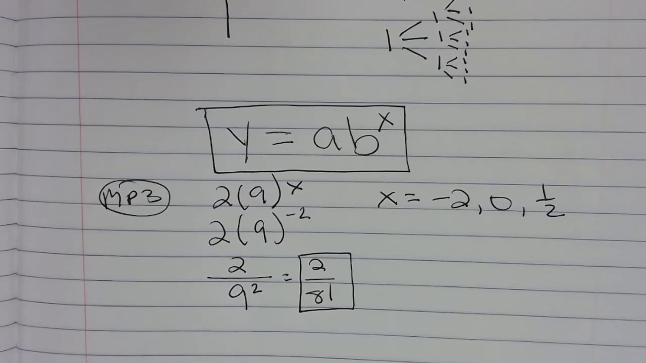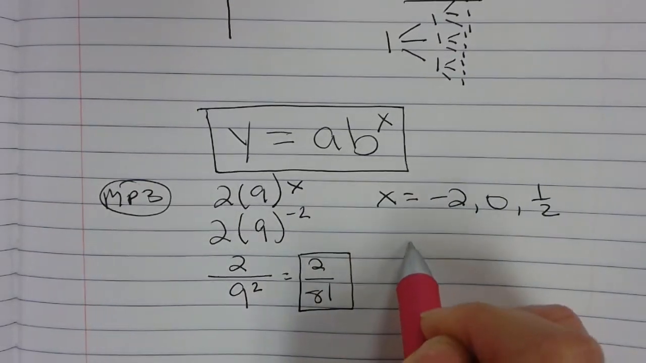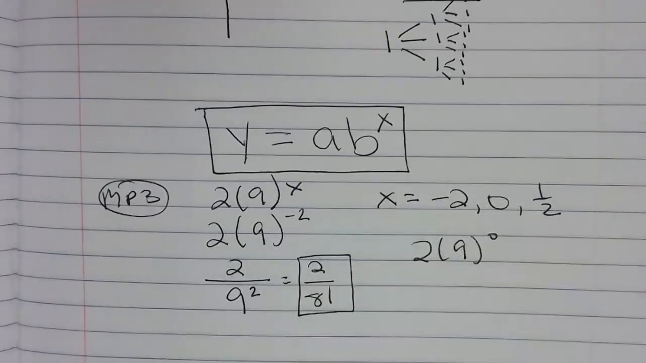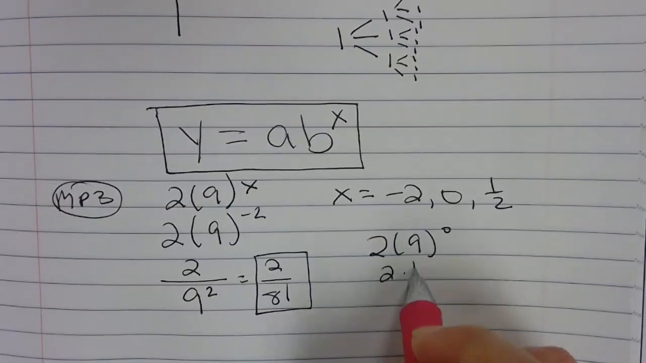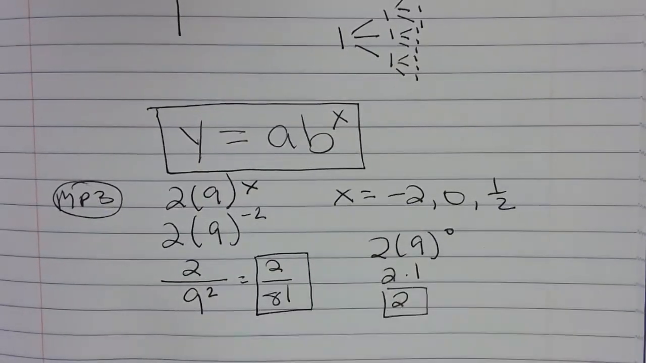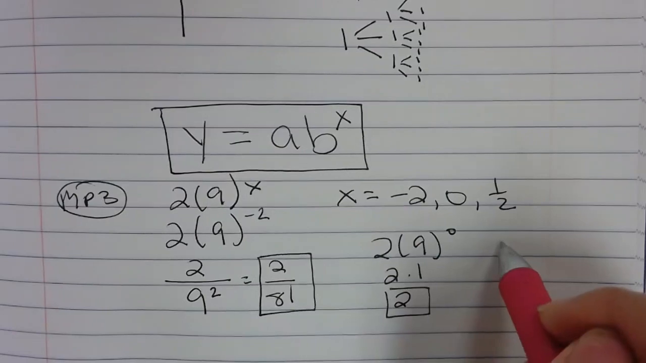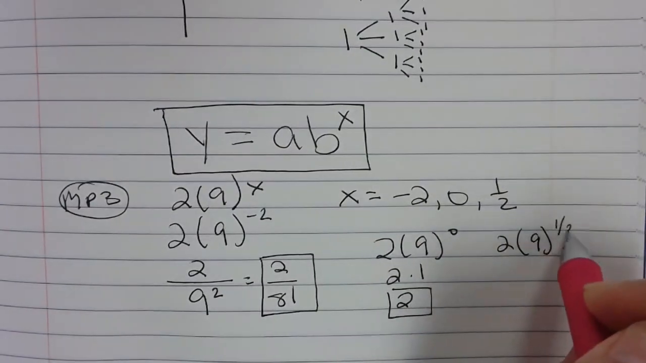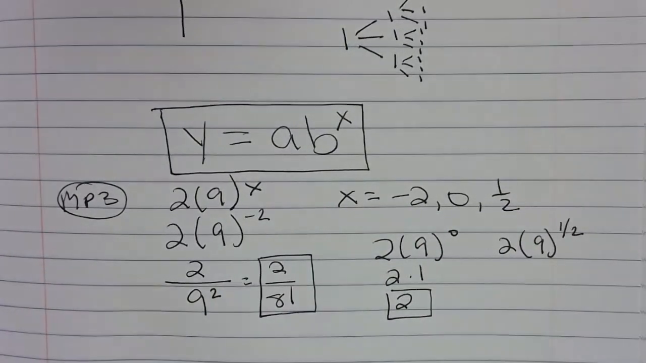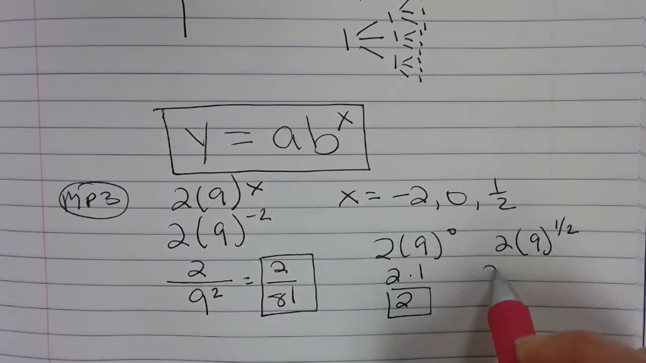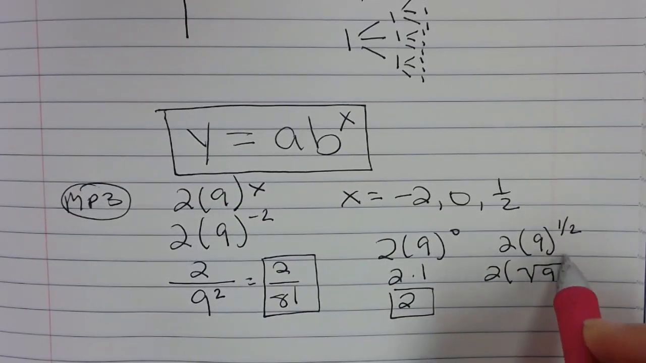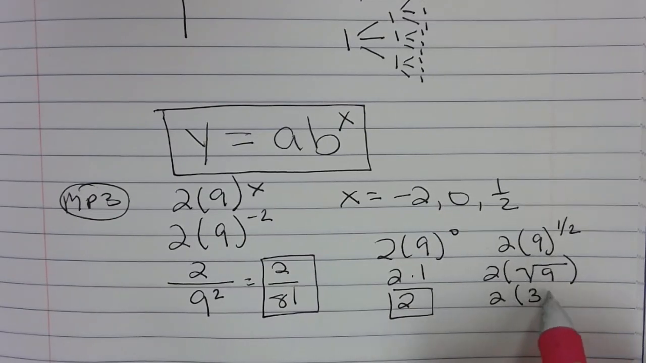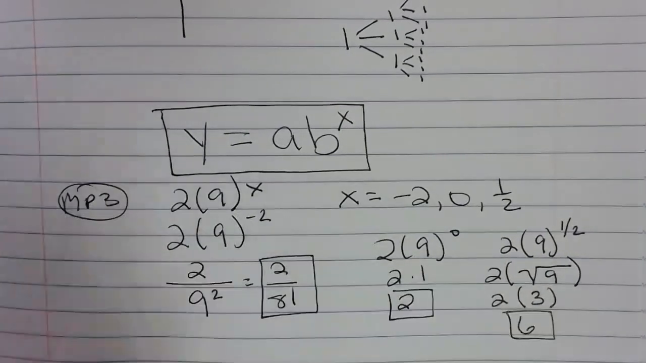Now let's plug it in for 0. 2 times 9 to the 0. Oh! 9 to the 0 becomes 1. And 2 times 1 is 2. There's my second answer. Third answer. 2 times 9 to the 1/2. Oh! A rational exponent. That is the same thing as 2 times the square root of 9. We don't have to put a 2 there, remember, because it's already a 2. 2 times 3, which is 6.